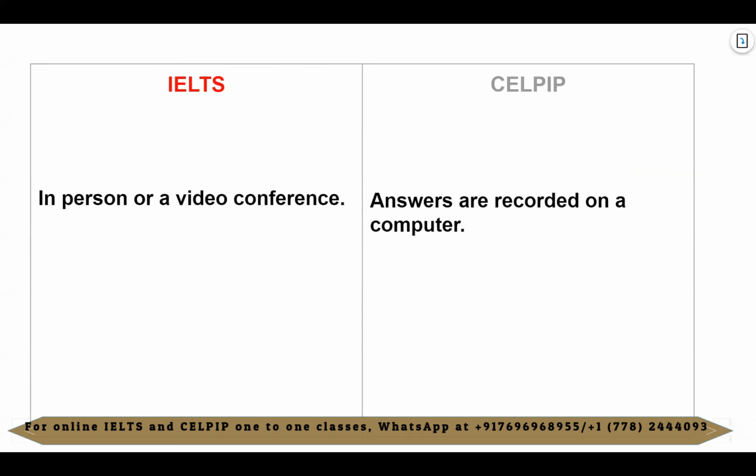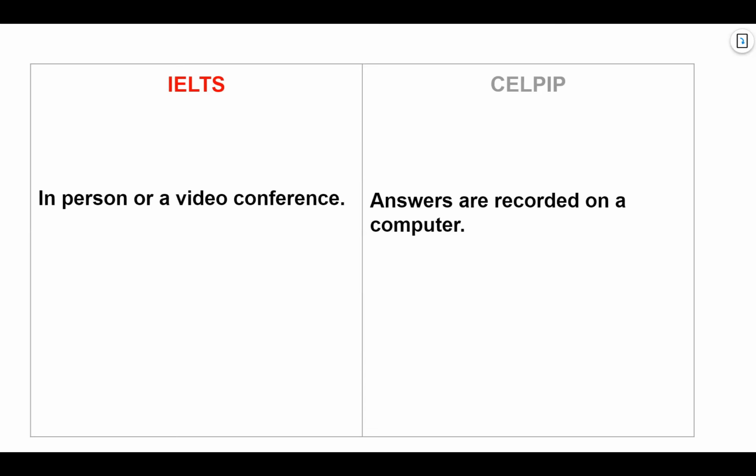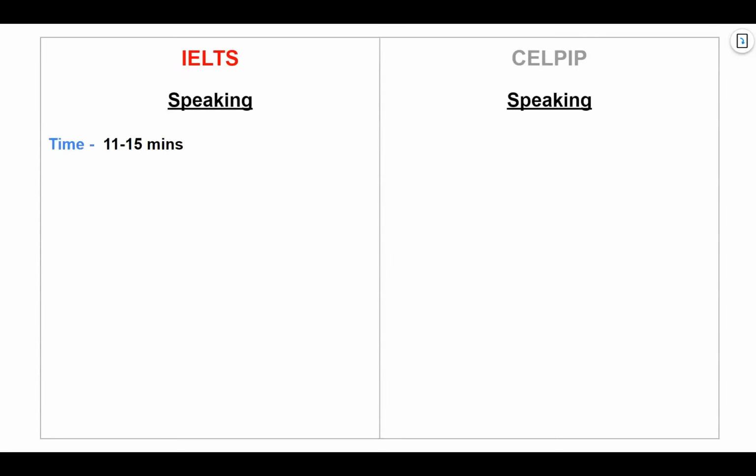In the IELTS test, the speaking can either be in person or it can be a video conference. On the other hand, in the CELPIP test, the speaking happens on a computer and your audio is recorded. Now let's discuss the other differences. In the IELTS test, speaking takes about 11 to 15 minutes in the actual test. In the CELPIP test, between 15 to 20 minutes.